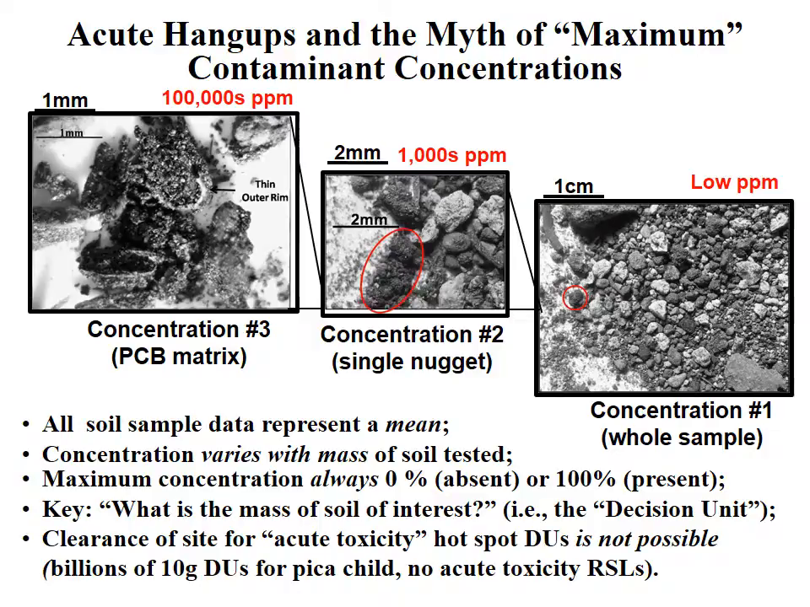So the question always comes up: what's the maximum concentration of contaminant in soil? That's actually very easy to answer. It's always 0% if it's not there, or it's 100% if it is there. So one thing we've been really distracted by over the last 20 years was looking for maximum concentrations, when in reality we already had the answer. It's 100% or 0%. And it really has no basis in risk to begin with.